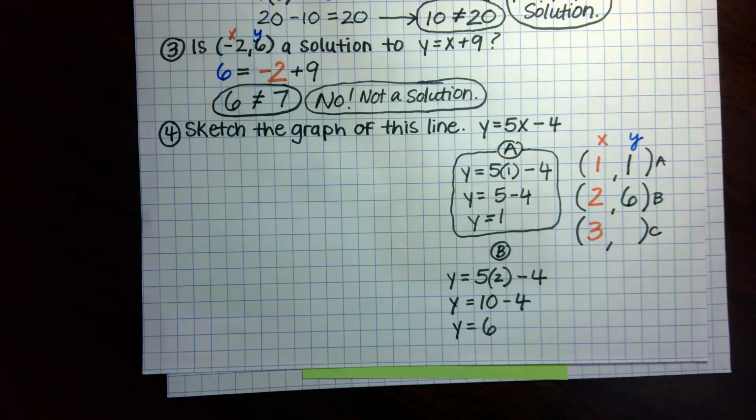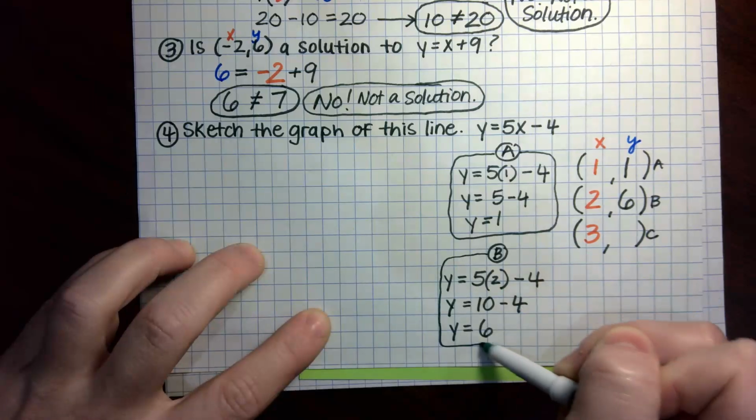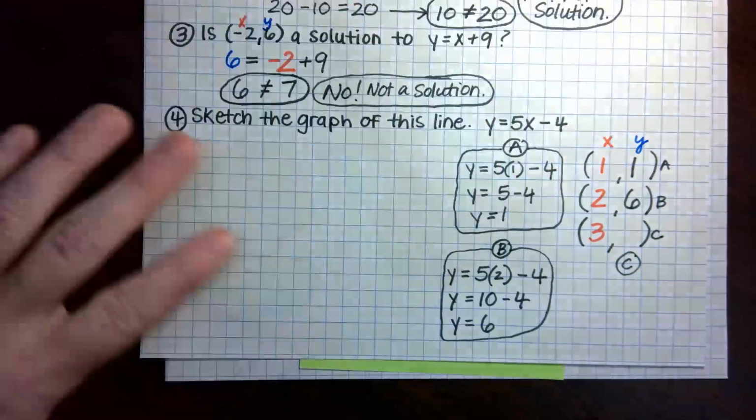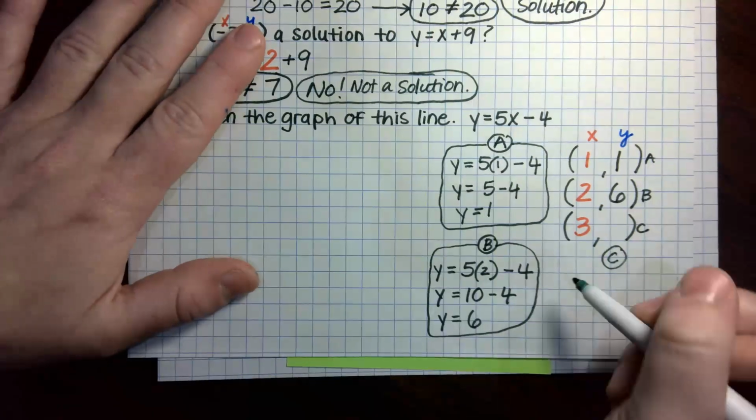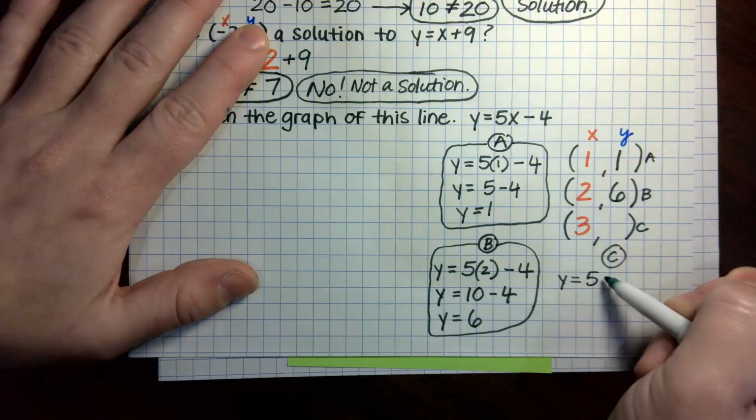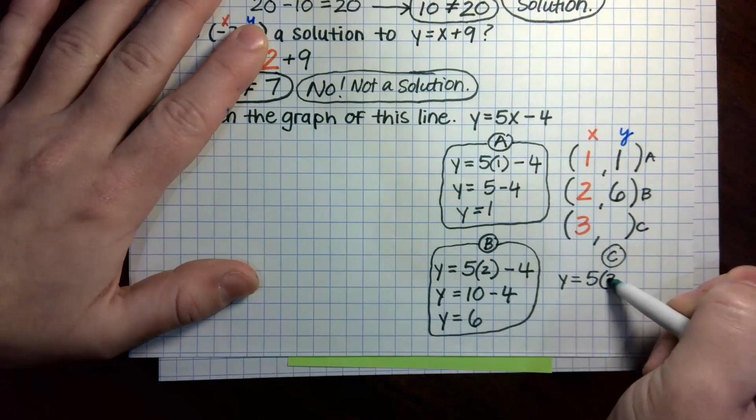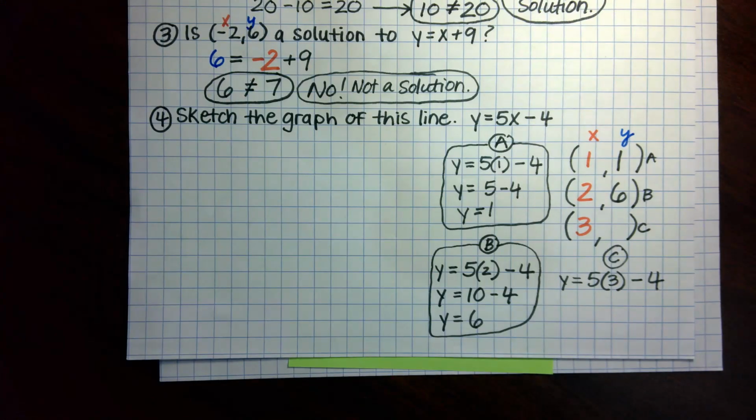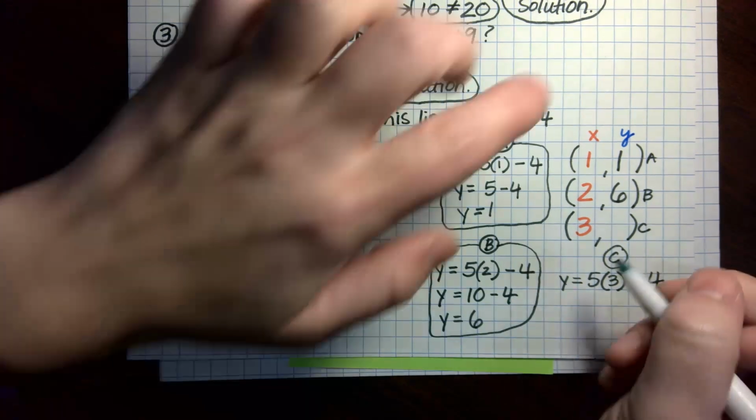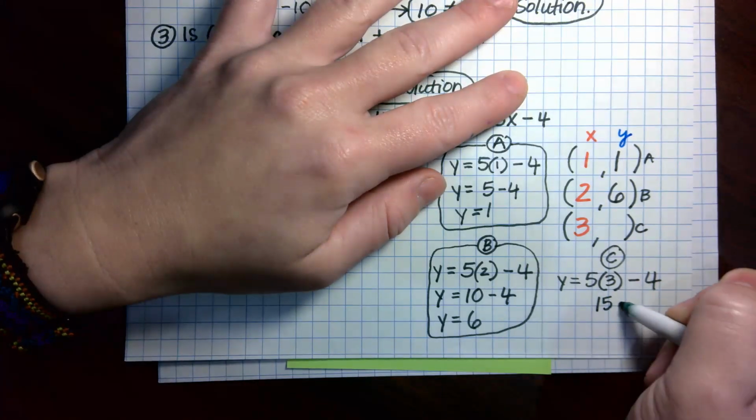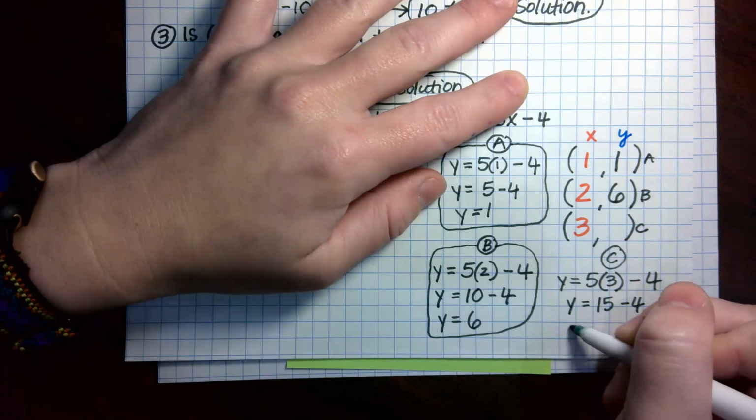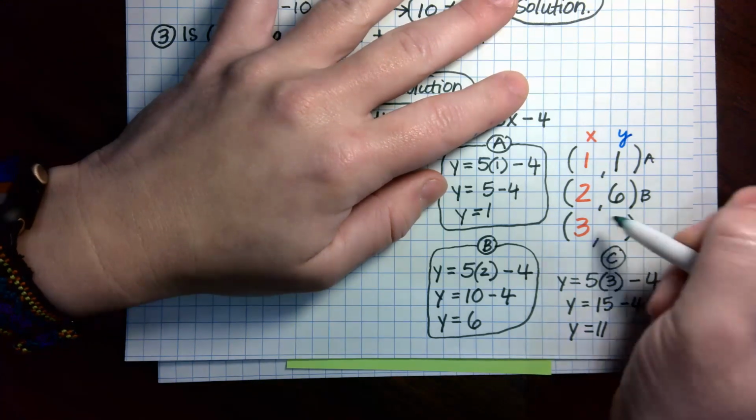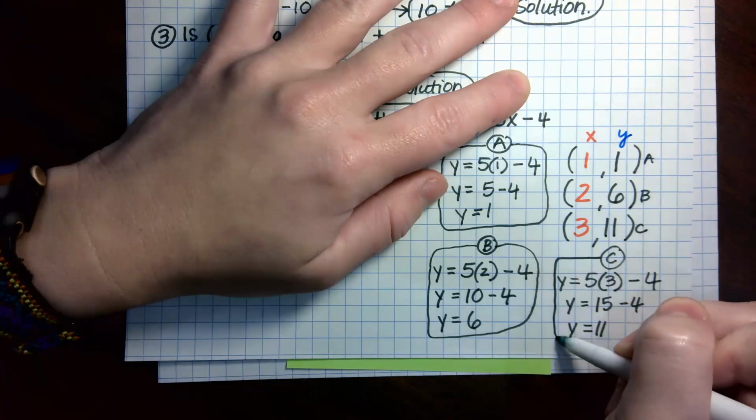All right. Now we have one more point to solve for. So I'm going to write a C. And again, we're going to rewrite that original equation. We have y equals 5 times, we're choosing 3 for x, minus 4, just because that's the original equation. Now what are we doing? 5 times 3 is 15, perfect. 15 minus 4, 11. Y equals 11 when x equals 3. So we're going to put 11 right here.